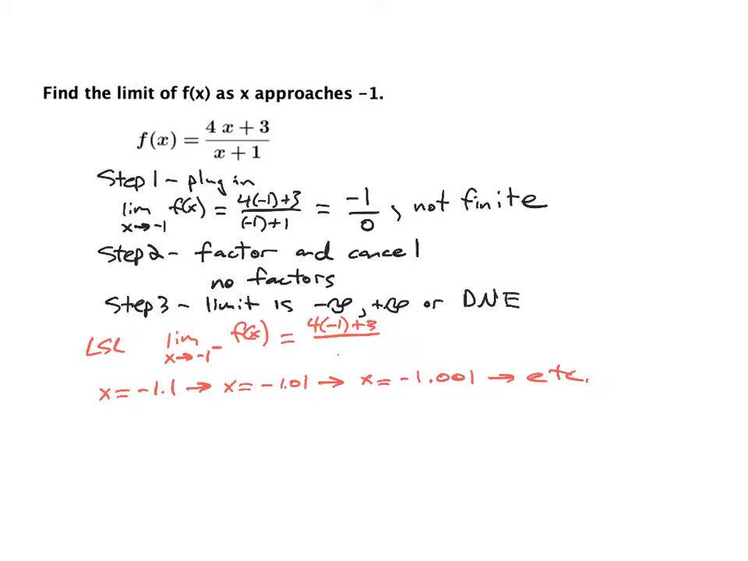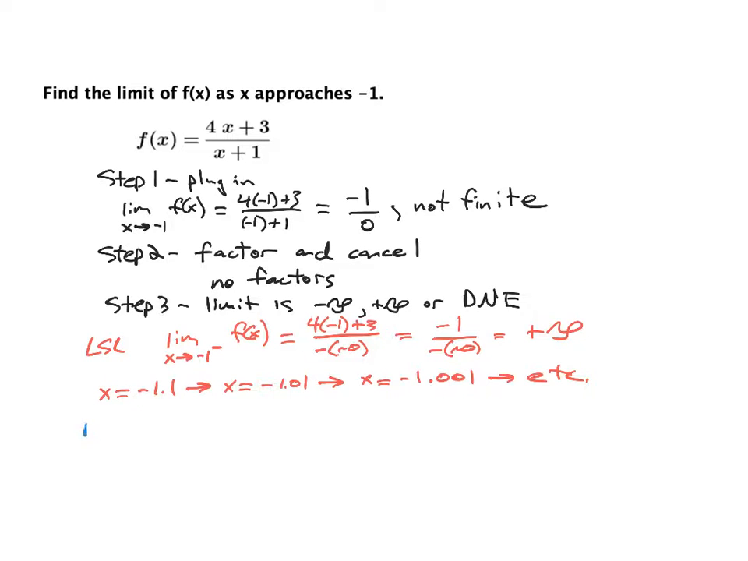So this is going to be a negative, this number, no matter how close we get to -1, as long as we're less than -1, we're going to be a bigger negative than the positive. So that's going to be a negative, something that's really close to 0. So here we have -1 over a negative, something very close to 0. That's a positive infinity.